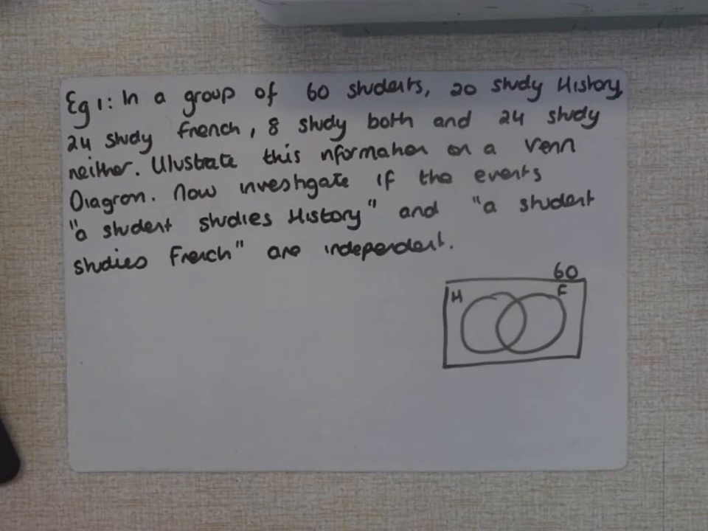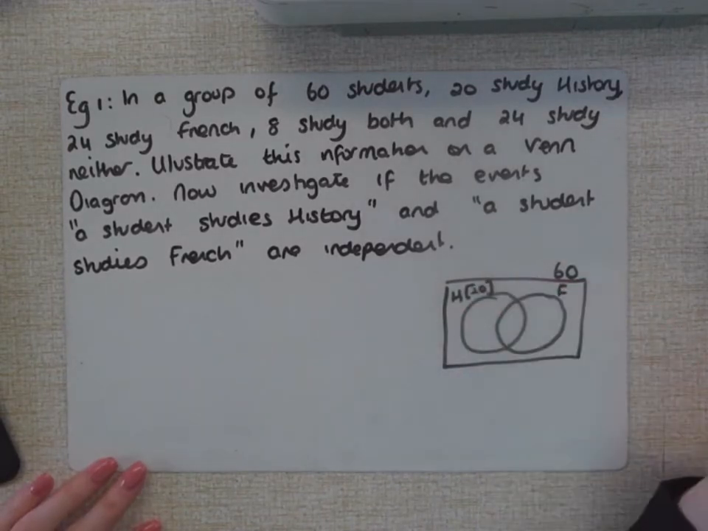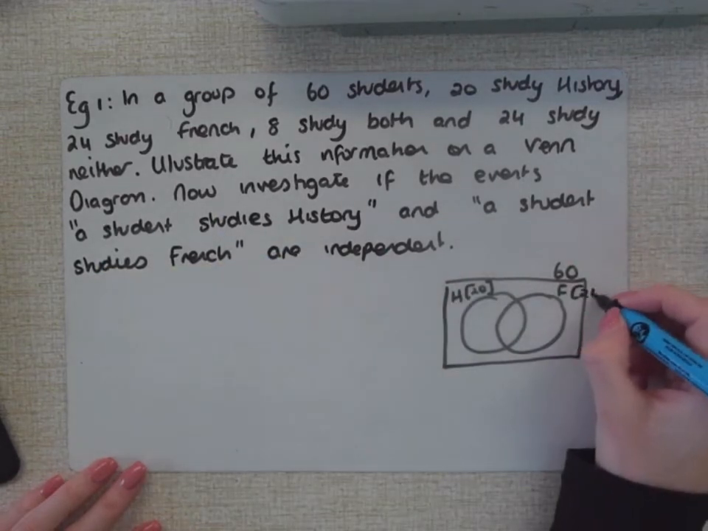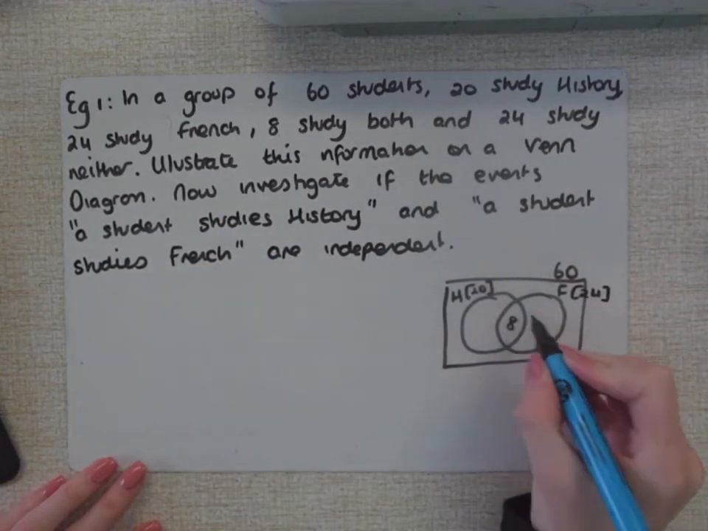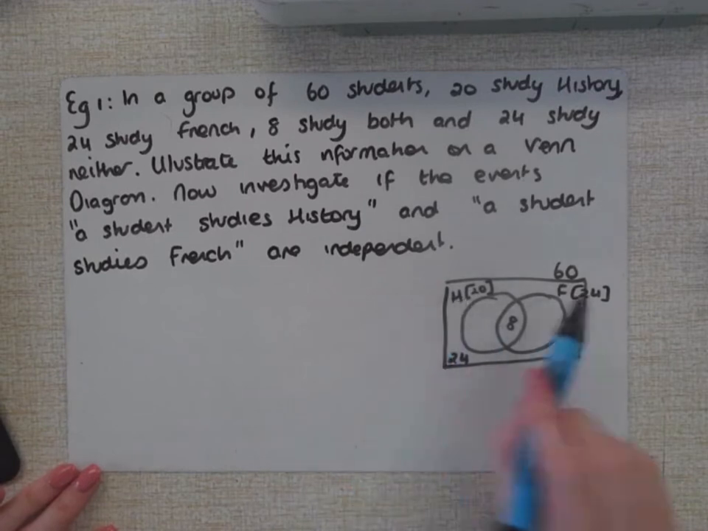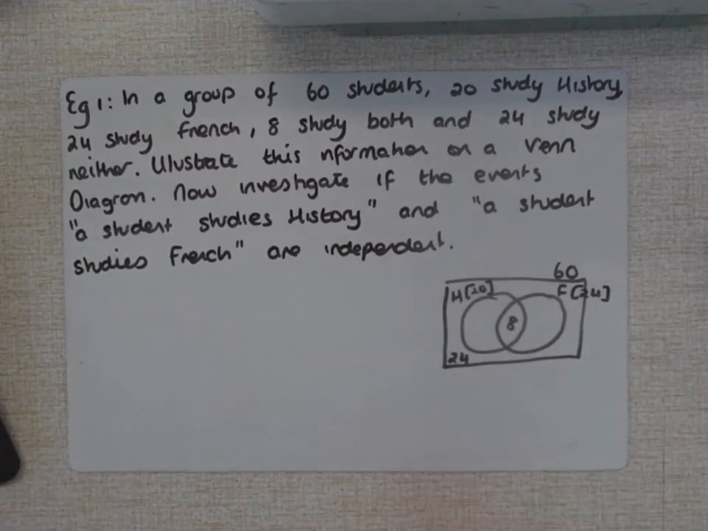Okay, so in a group of 60 students, 20 study history, so your 20s out there, 24 study French, 8 study both, and 24 study neither. Okay, so just fill in all your little pieces. So 20 out there, 24 out there, 8 in the middle, and 24 on the outside.